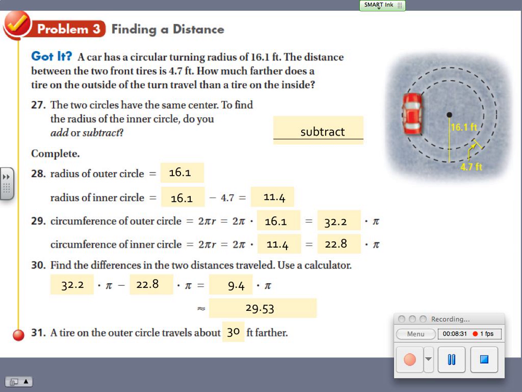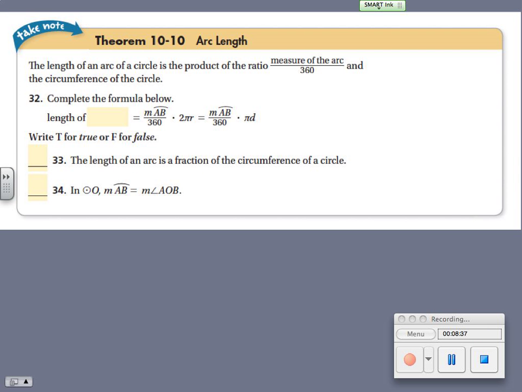Theorem 10.10, arc length. The length of the arc of a circle is the product of the ratio, measure of the arc divided by 360, and the circumference of the circle. So it's important to realize that arc length and arc measure are not the same thing. Okay? So complete the formula below.